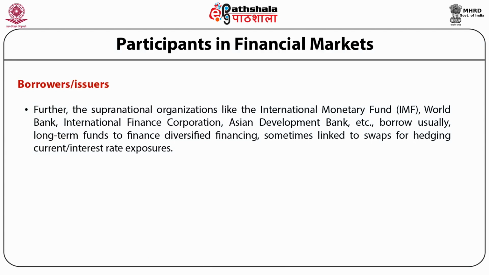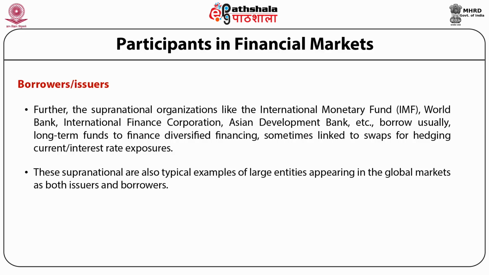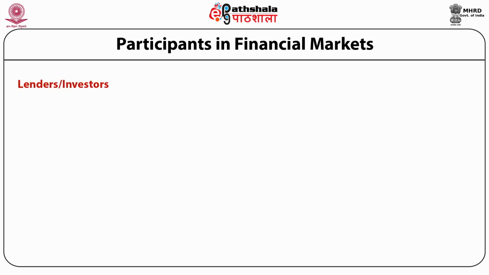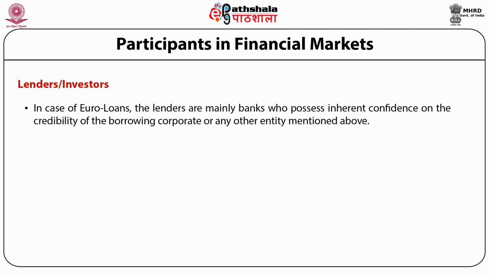Further, the supranational organizations like the International Monetary Fund, World Bank, International Finance Corporation, Asian Development Bank, etc., usually borrow long term funds to finance diversified financing, sometimes linked to swaps for hedging currency or interest rate exposures. These supranationals are also typical examples of large entities appearing in the global markets as both issuers and borrowers. Lenders or investors. In case of euro loans, the lenders are mainly banks who possess inherent confidence in the credibility of the borrowing corporate or any other entity mentioned above.